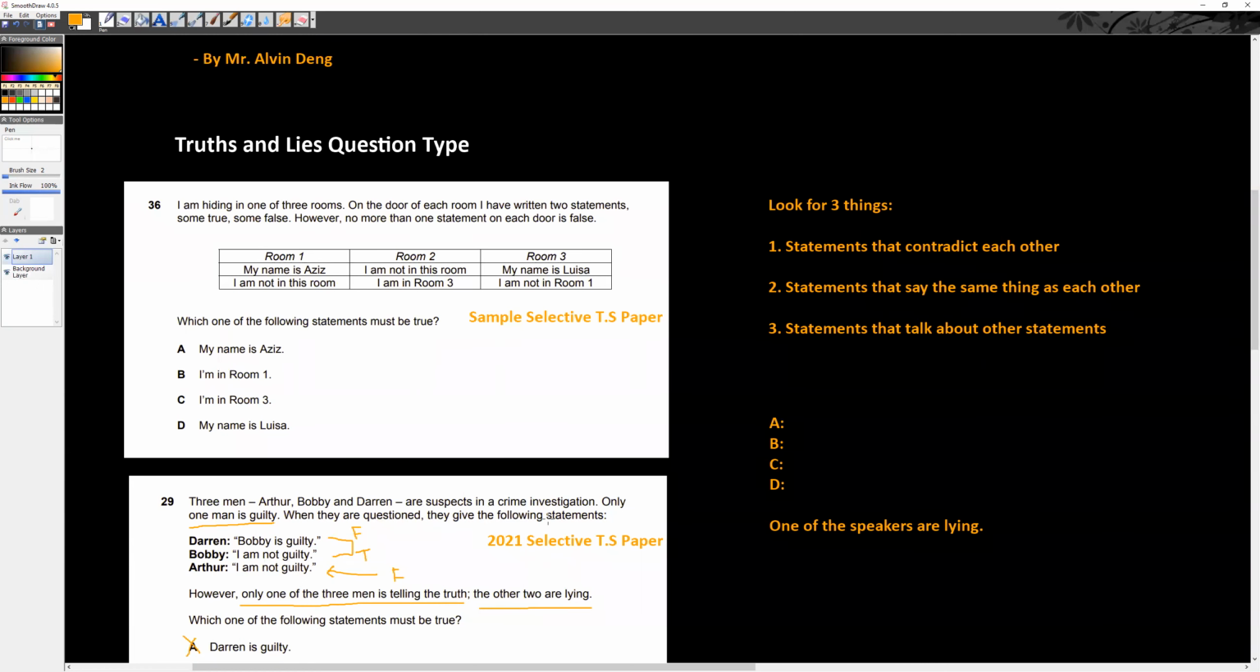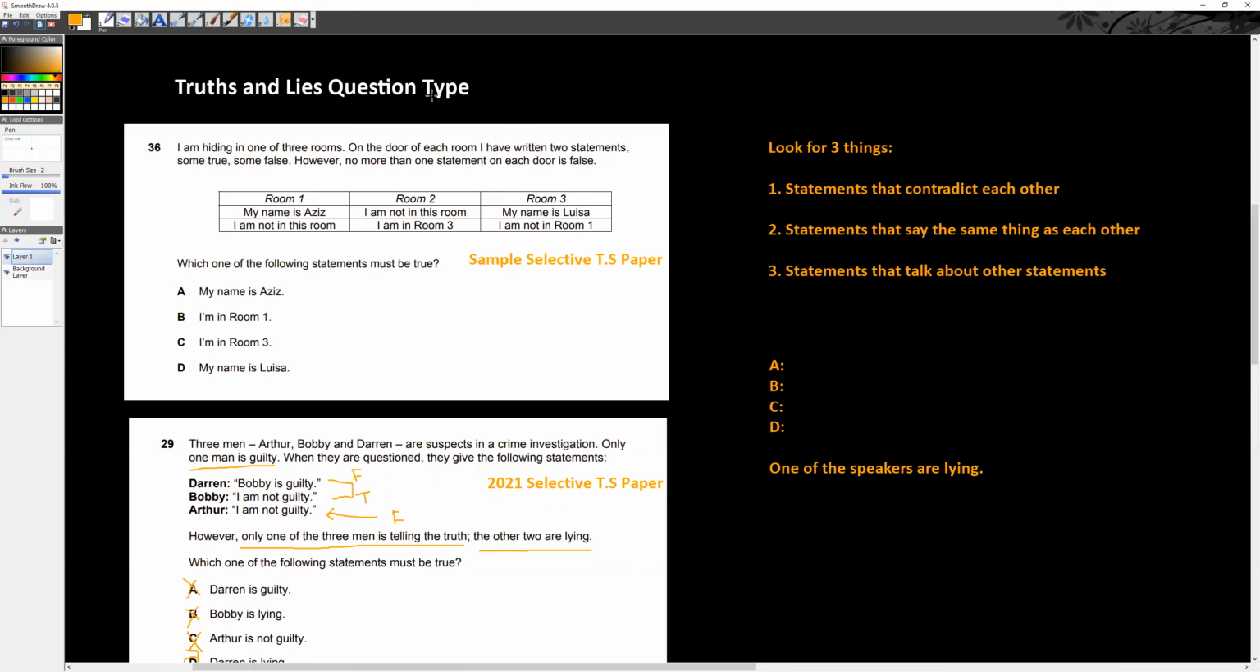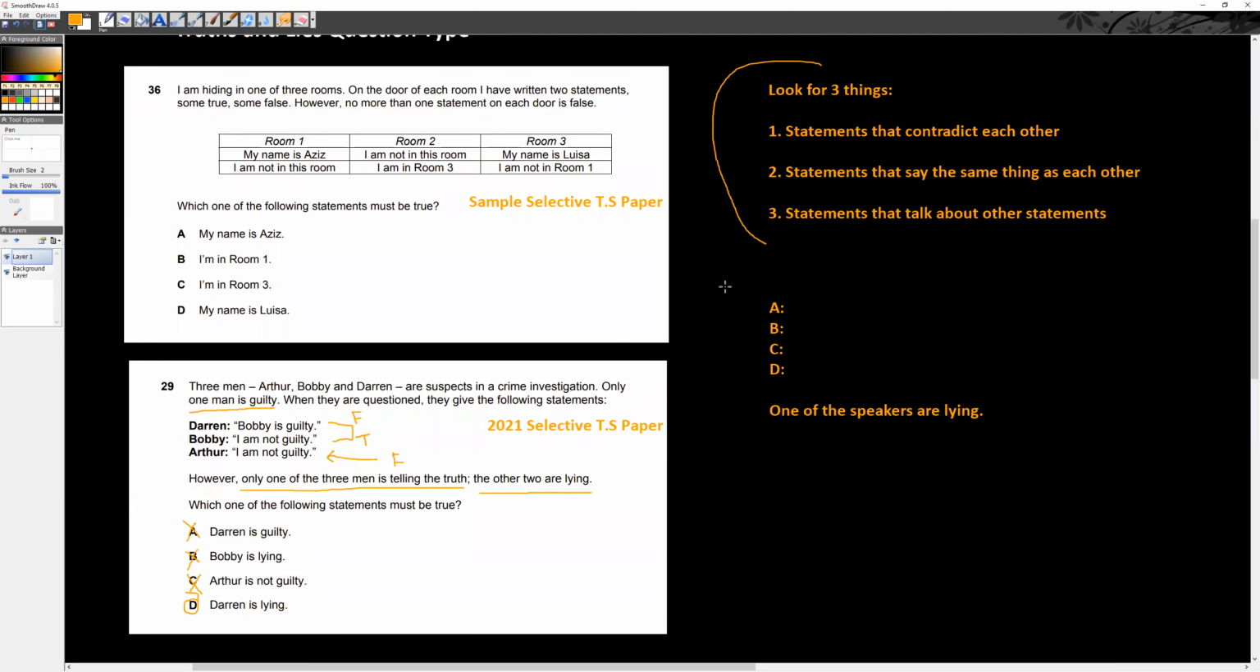So that's it for this short lesson. If you ever come across a truth and lie type of question, look for these three things and start your guess and check with those three things.